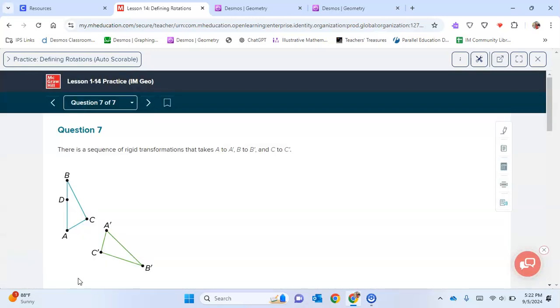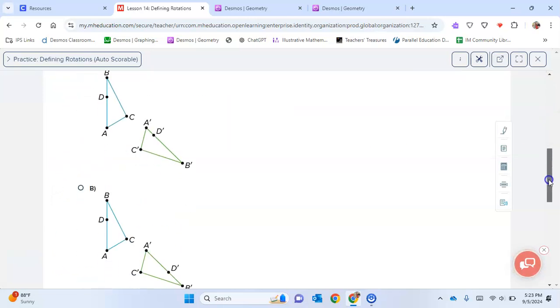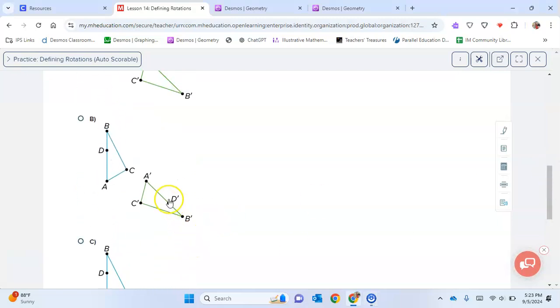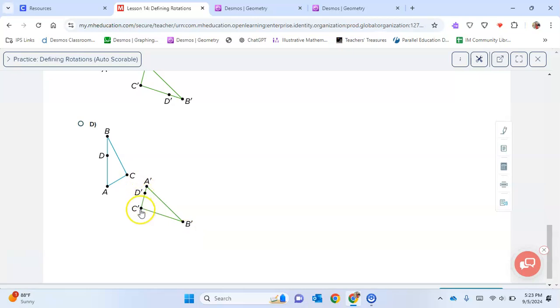Question 7. There is a sequence of rigid transformations that take A to A prime, B to B prime, and C to C prime. All right, so you can see that D is between A and B, and it's closer to B. That D is between A and B, but it's not closer to B. That D is between A and B and is closer to B. That D prime is between C prime and B prime, and that one's between A prime and C prime.